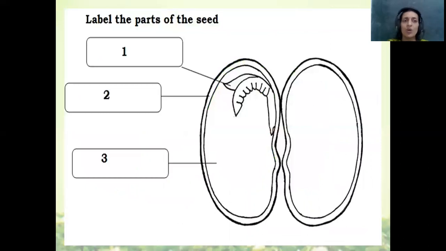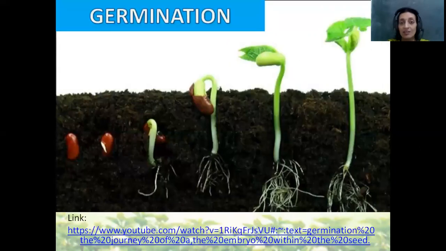Now, I would like you all to draw this simple diagram and label the parts of the seed that you learned in your previous class and have just revised. You have to draw two ovals, a simple structure, and then label each part of the seed. It will help you to assess your knowledge. Then after, we will start with today's topic, germination.